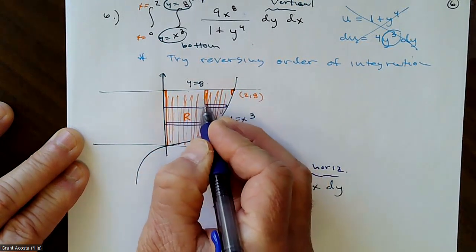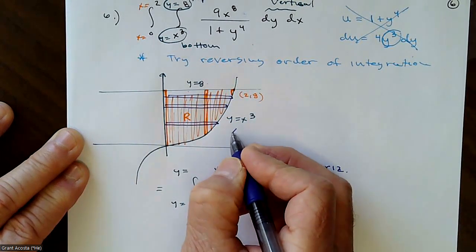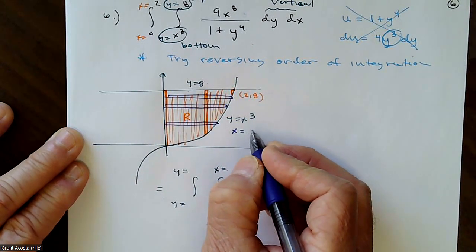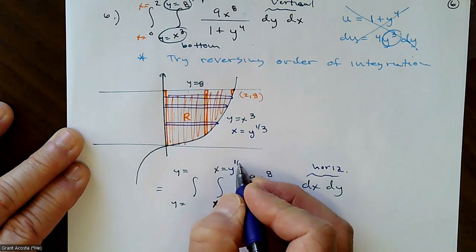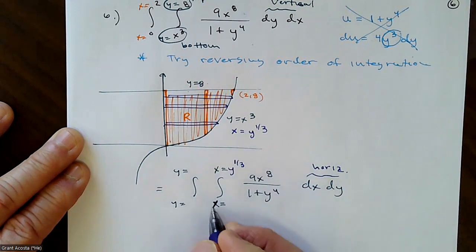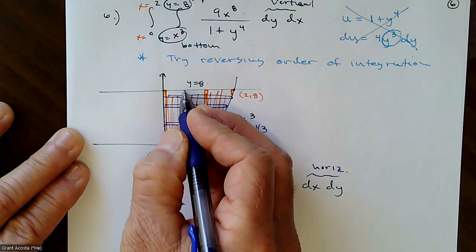what does every horizontal rectangle hit on the right? It hits y equals x cubed, also known as x equals the cube root of y, or y to the 1/3. What do they hit on the left? They hit x equals 0. And that's true as long as y is from 0 to 8.